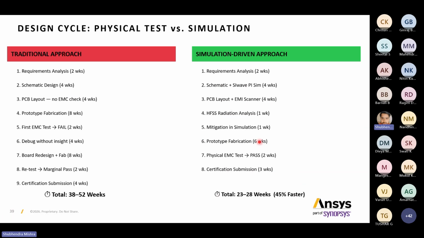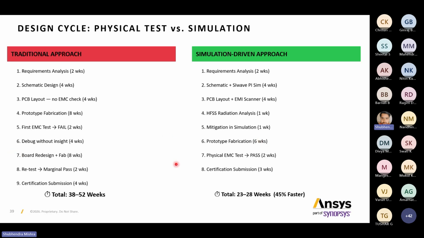Now when I talk about the physical test versus simulation part, requirement analysis is basically 2 weeks for both. Schematic design is the same, about 4 weeks. PCB layout without any EMC check will take around 4 weeks. Prototype fabrication, first step: if you fail on the first step, you will debug the insights and again go to the board redesign, retest and marginal pass, and then the certification submissions. So this is your traditional approach.